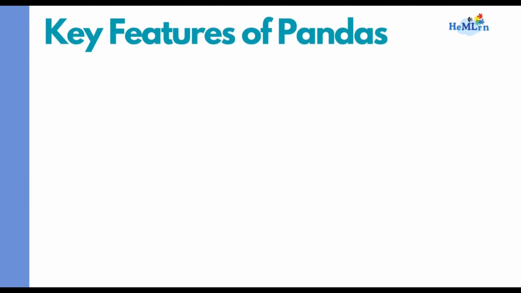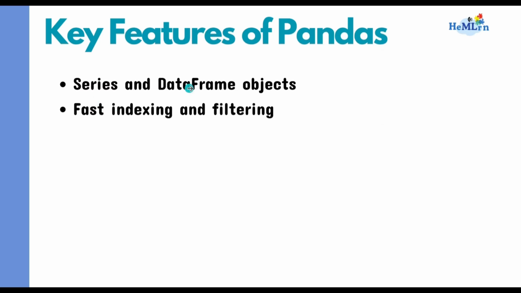So next we will see the key features of Pandas. It provides Series and DataFrames. Series and DataFrames are important, because a Series is a column and a DataFrame provides the data. The DataFrame is nothing but rows and columns.